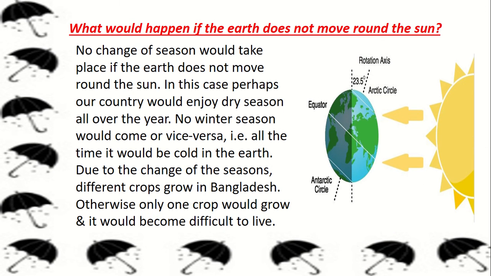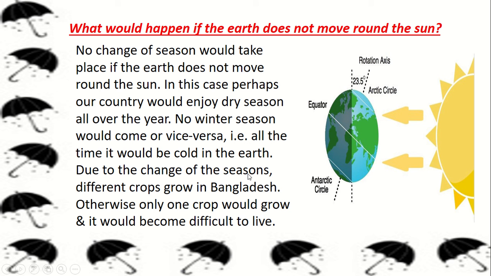So dear learner, what would happen if the earth did not move around the sun? Follow. The facing part of the earth, that means the part of the earth in front of the sun, is enlightened with the light of the sun, and the opposite part is dark. So no change of season would take place if the earth did not move around the sun. In this case, perhaps our country would enjoy dry season all over the year. No winter season would come or vice versa.